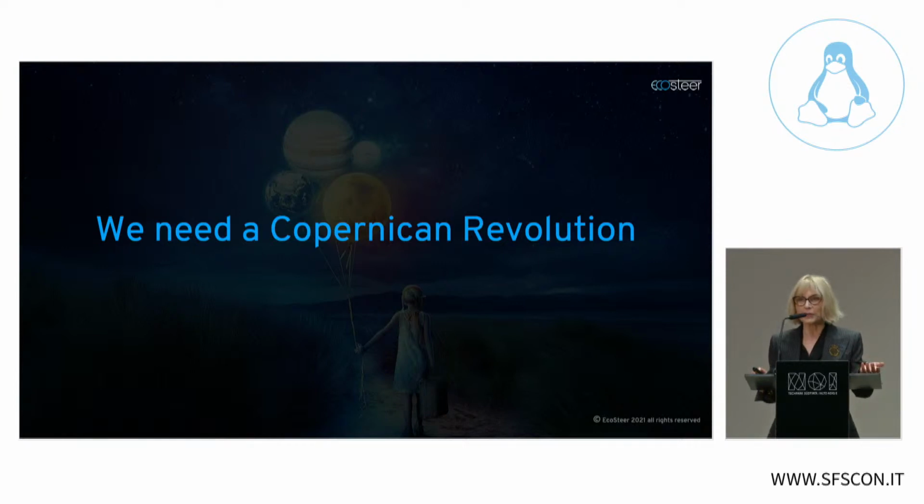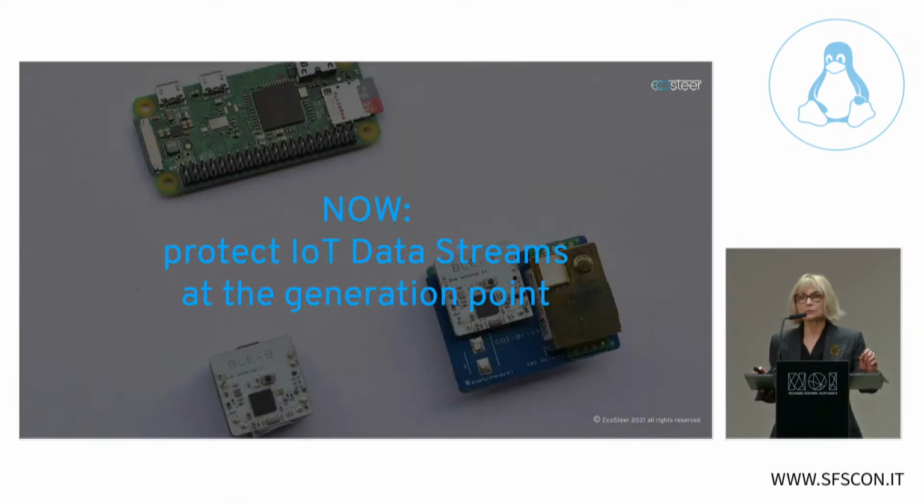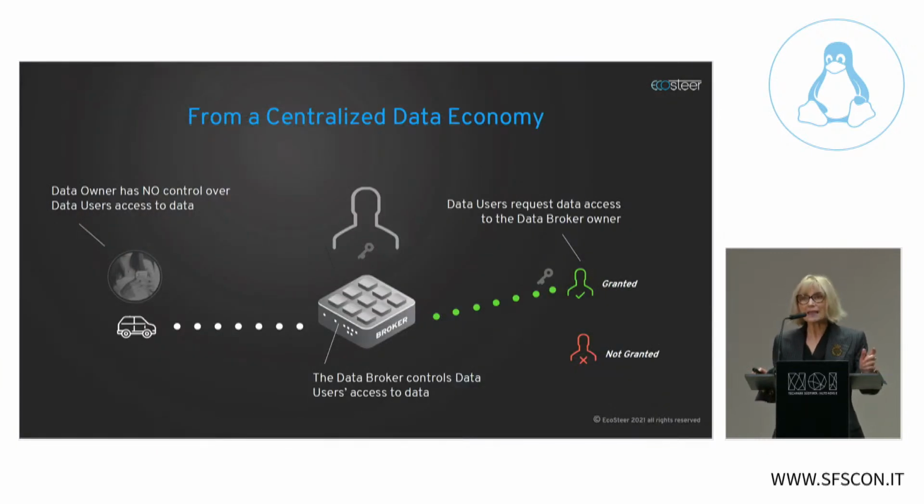We need a true Copernican revolution. We need to change our mindset from thinking that data protection should be focused on protecting data at its point of collection, which is what we thought 20 years ago when we talked about static data, to actually realizing that we live in a digital world where protection must start at the point of data generation, the connected device, and that the data we should be protecting is not static data, but real-time data streams.